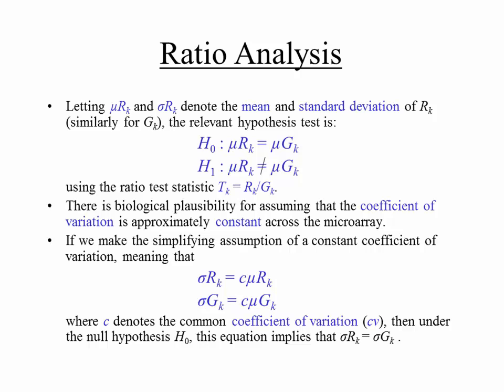So let mu of Rk and sigma Rk denote the mean and standard deviation of Rk, right? Rk is the intensity of red at the kth spot. And similarly you define for Gk. So that's a random variable. Let mu of Gk be the mean and sigma of Gk be the standard deviation.